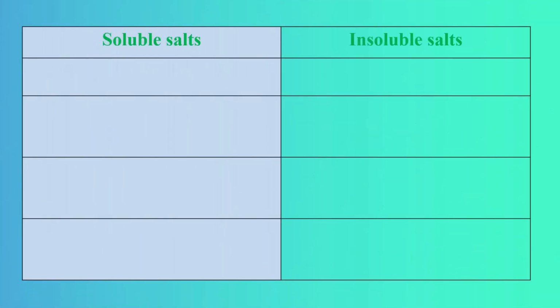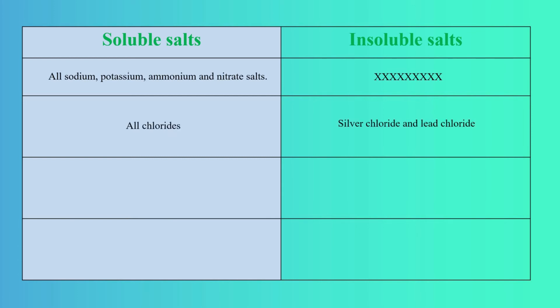Depending on the solubility, salts are of two types: soluble salts and insoluble salts. All sodium, potassium, ammonium and nitrate salts are soluble. They don't have any insoluble salts. All chloride salts are soluble except silver chloride and lead chloride. All sulfate salts are soluble except calcium, barium and lead.